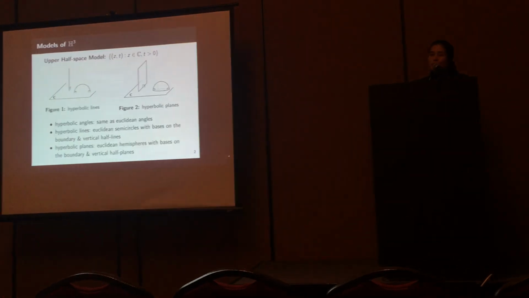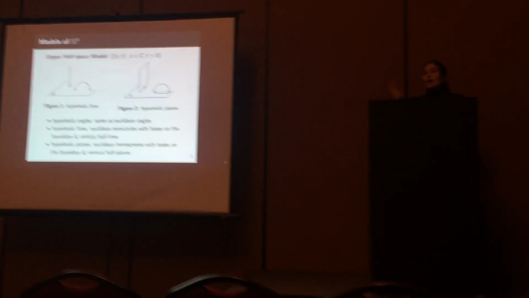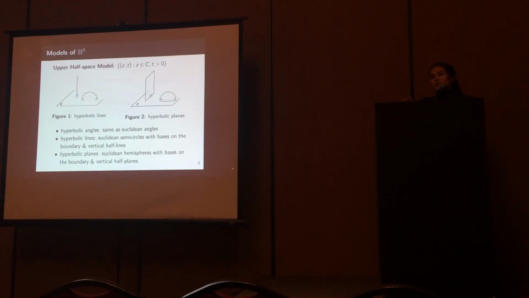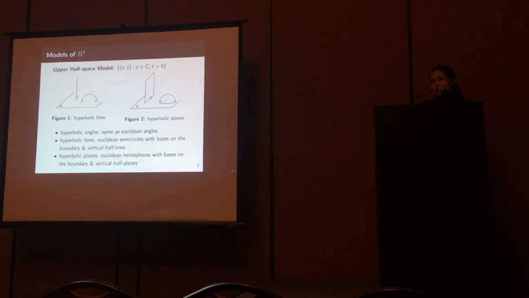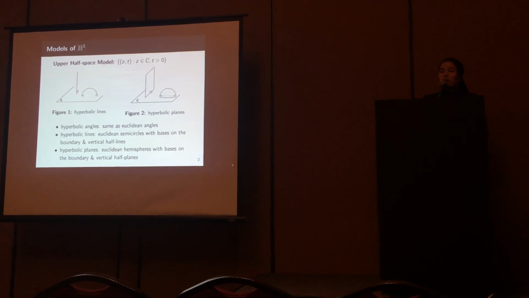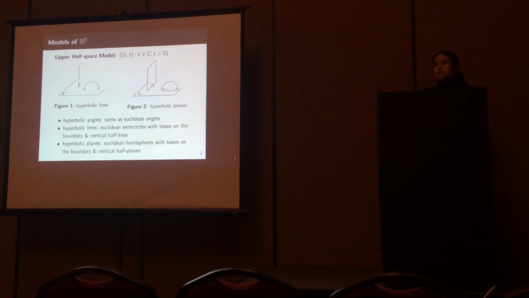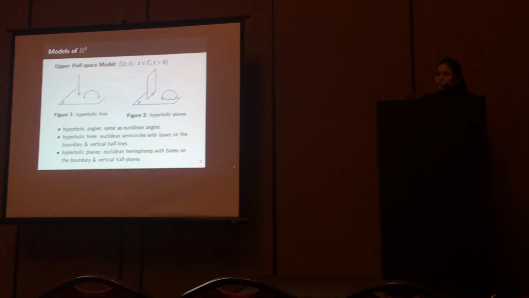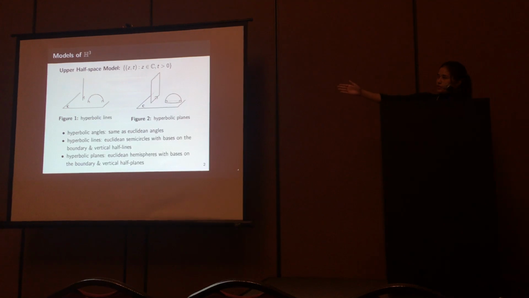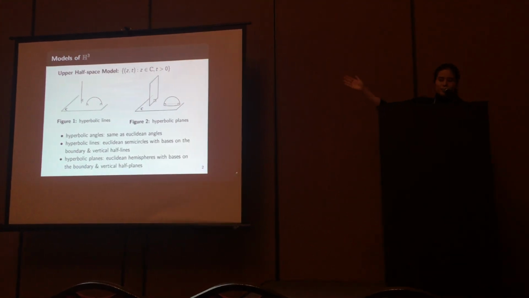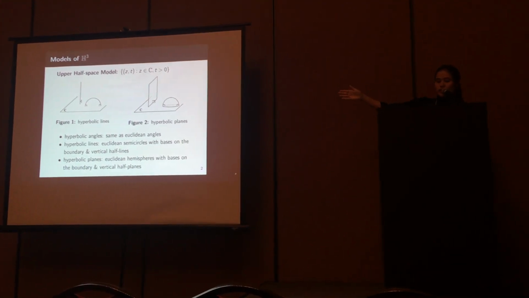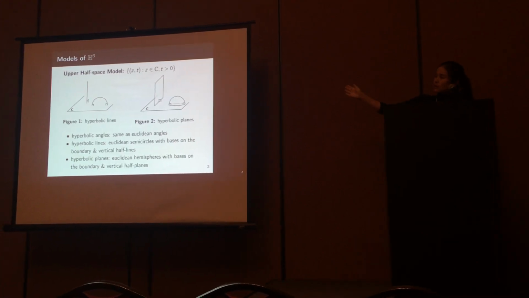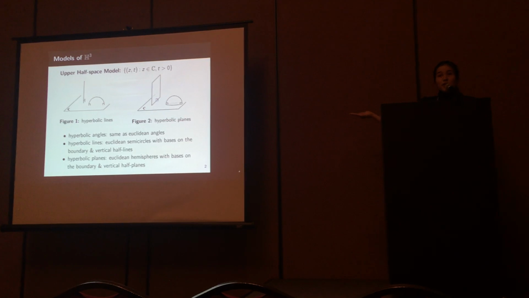And secondly, hyperbolic lines are half lines that are vertical to the complex plane, which is the boundary of this model, and also circular arcs that are orthogonal to the boundary. Hyperbolic planes are half planes that are vertical to the complex plane, and also spherical caps that are orthogonal to the boundary. In figure 1, the one with the circular arc is a semicircle, and the one on the right is a hemisphere.